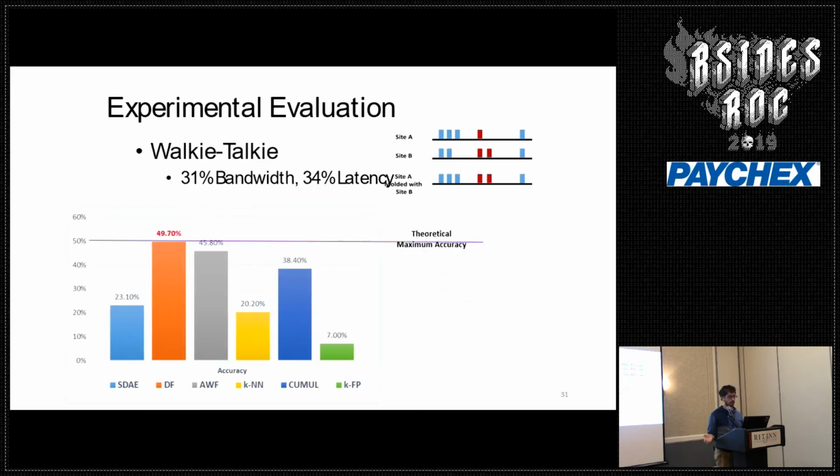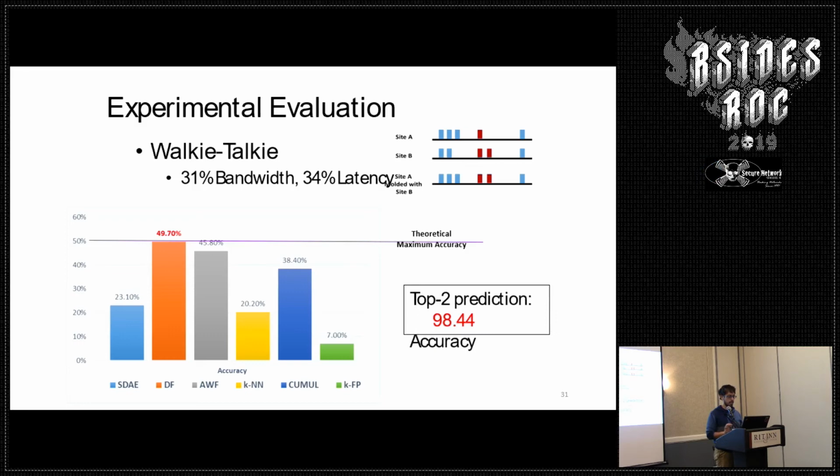What about Walkie-Talkie? Well, Walkie-Talkie does better. Remember, it merges these two sites, so the best theoretical maximum accuracy is 50%. We get 49.7%. I think what's maybe worse is that if you give the classifier 2 guesses, it basically nails it. It's got a 98.4% accuracy in that case. So the Walkie-Talkie defense, I also wouldn't really recommend.